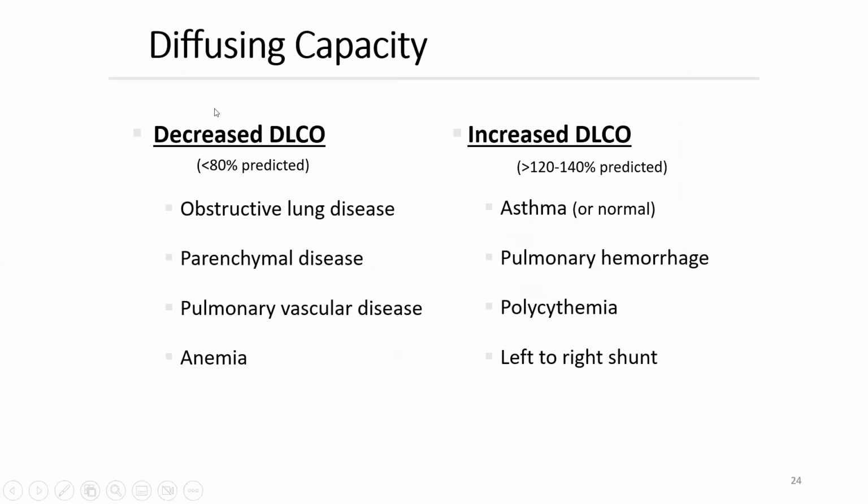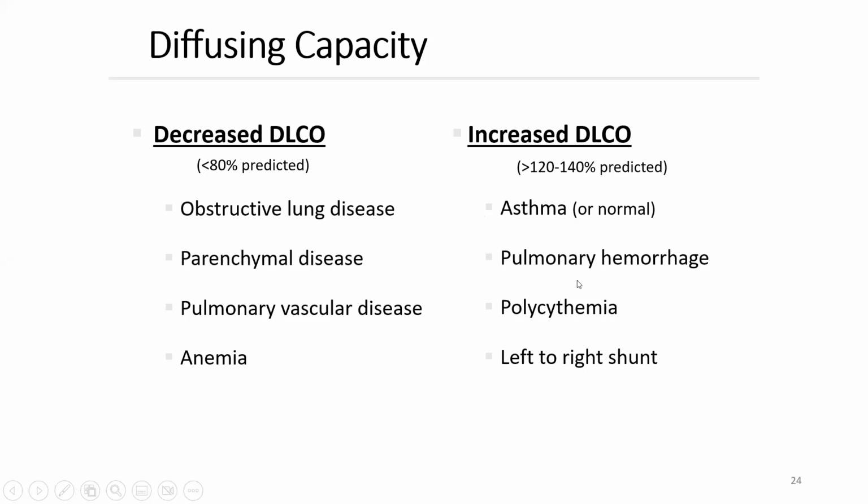This is a case of pulmonary fibrosis. Here, when the diffusion capacity for carbon monoxide is abnormal, it is decreased in obstructive lung disease, parenchymal lung disease, pulmonary vascular disease, and anemia. So it is decreased in pulmonary hypertension, which is our target in talking about pulmonary hypertension and systemic sclerosis. Then DLCO is decreased in parenchymal lung disease and pulmonary hypertension, and also in anemia because it depends on hemoglobin. However, DLCO is increased in cases of asthma, in cases of pulmonary hemorrhage.